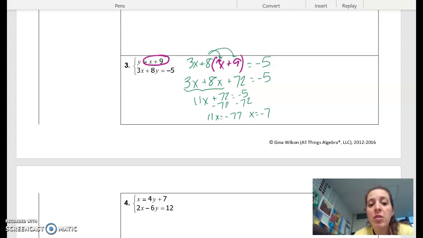So from here, I can pick either one of my original equations to plug this x back into, and I'm going to go ahead and pick that top one just because it's an easier equation to deal with. It's a lot smaller. So now I have y equals, always use parentheses when substituting. So I end up with y equals 2. So I want to go ahead and write my final answer as my coordinate pair. So I've got negative 7, 2.